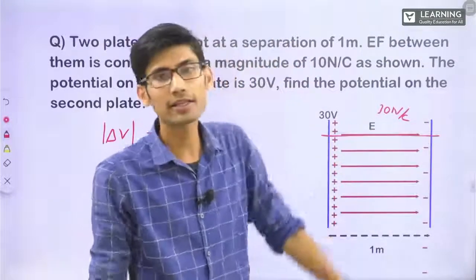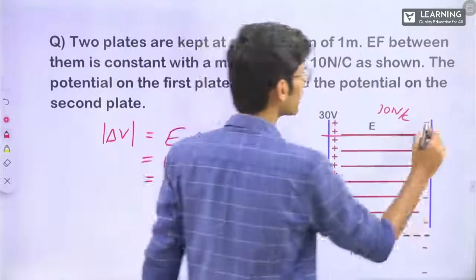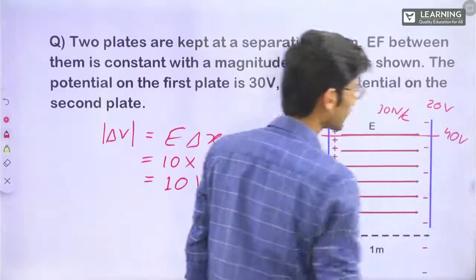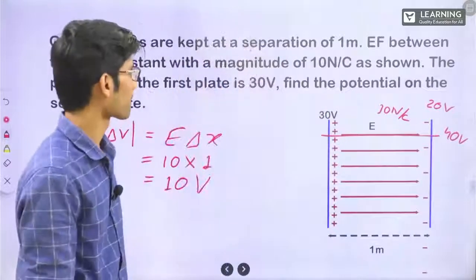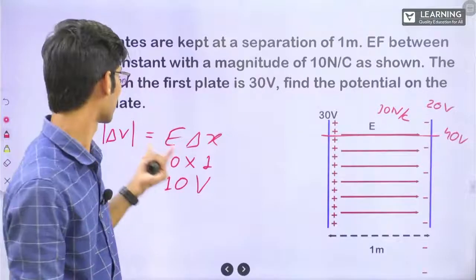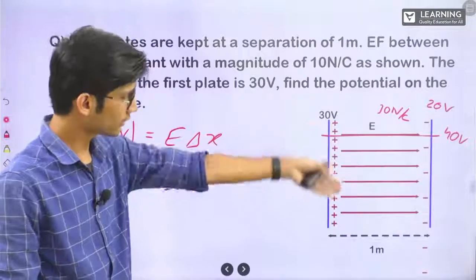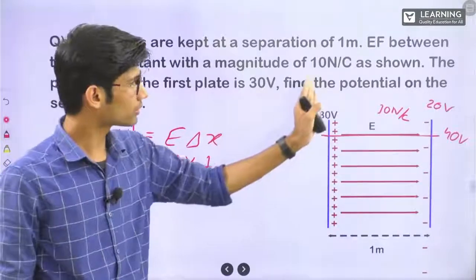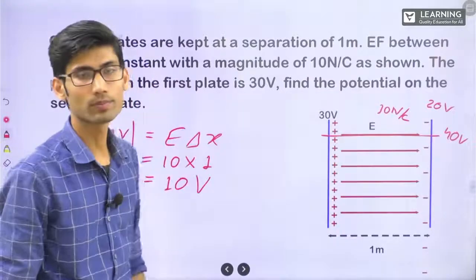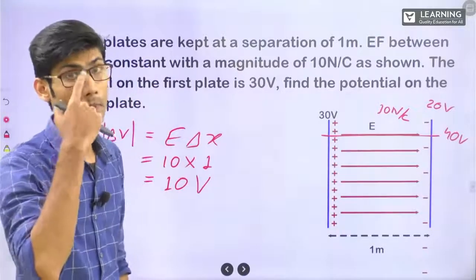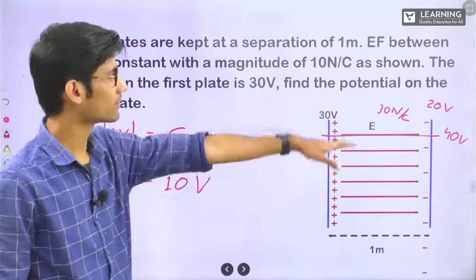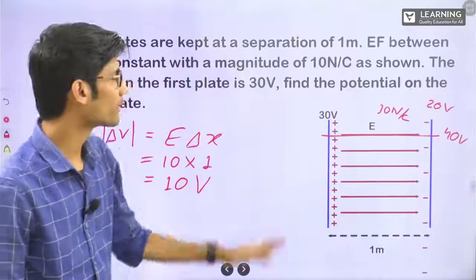So on this plate, there are two possibilities. Either the potential will be 20 volt or the potential will be 40 volt, correct? The potential difference is 10 volt, E into delta X, 10 into 1. Now, the chances are on that plate, the potential can either be 20 or 40. What will be the answer? Answer will be 20.